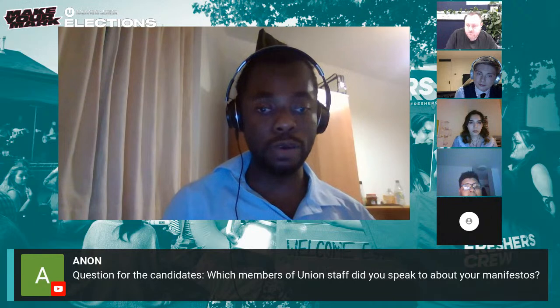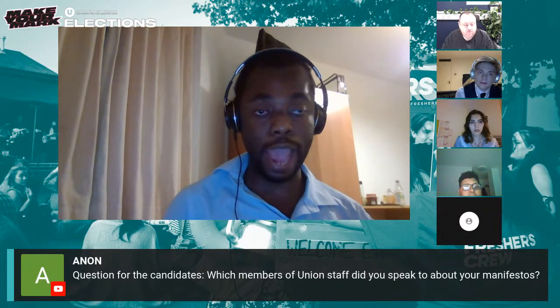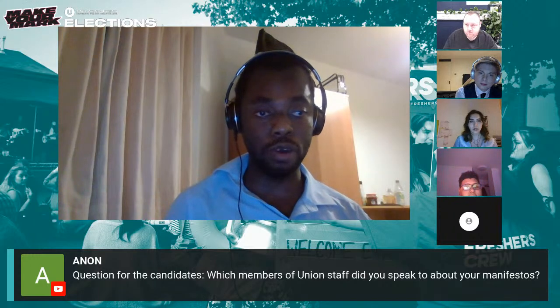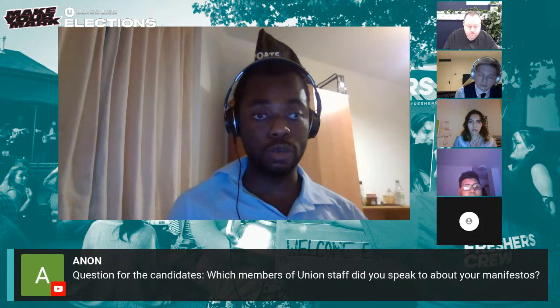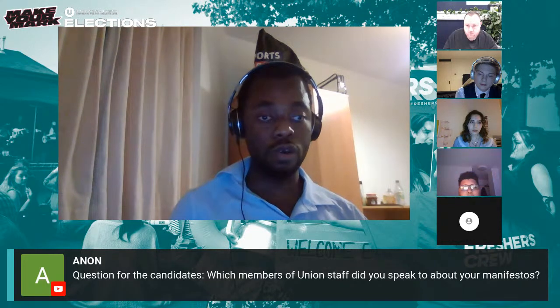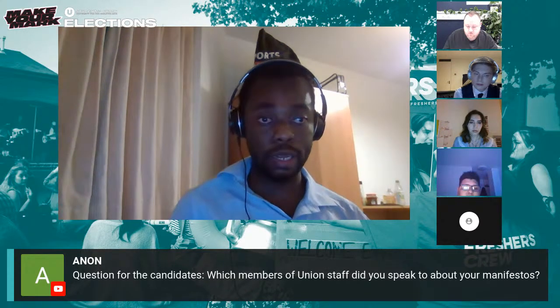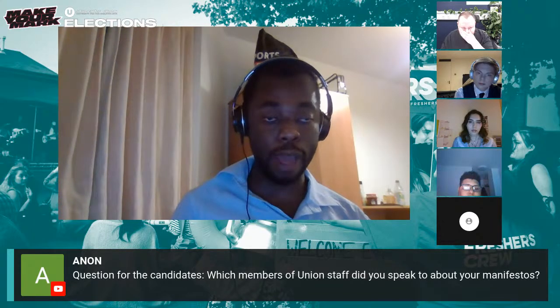About my manifesto, I didn't actually contact any member of staff because I had to do my research on my own and also find out the issues about what students were actually concerned about. So I had to plan how I'll research on my manifesto and then bring up the points together and what I can do if elected, alongside working with the members of staff on campus.